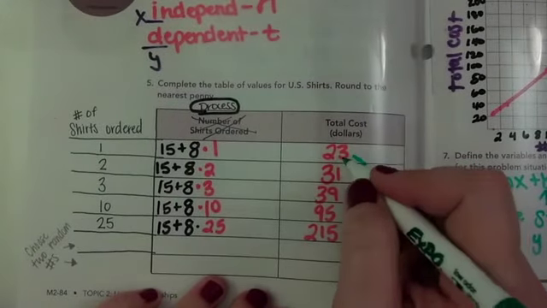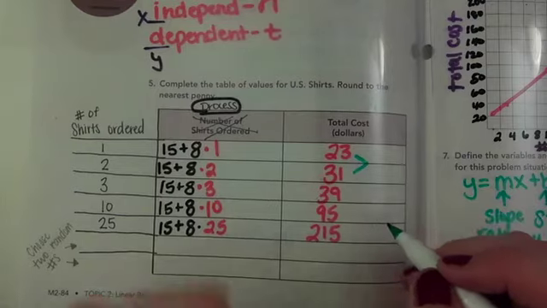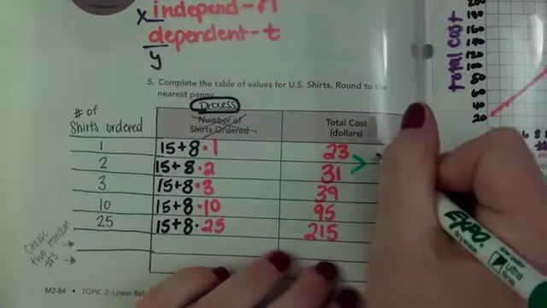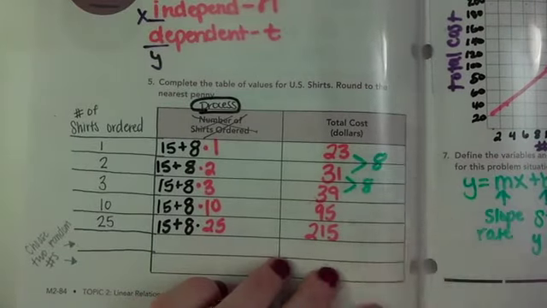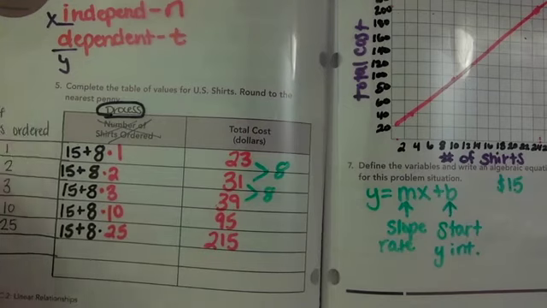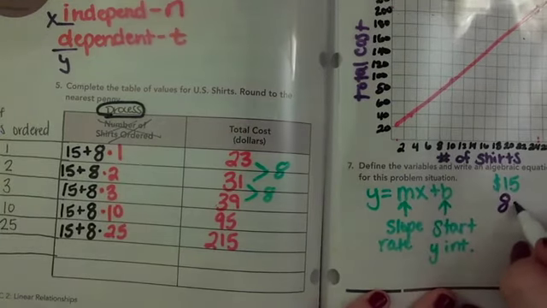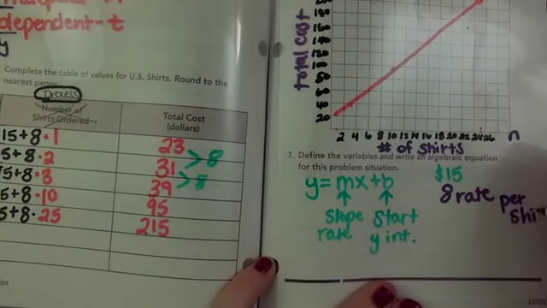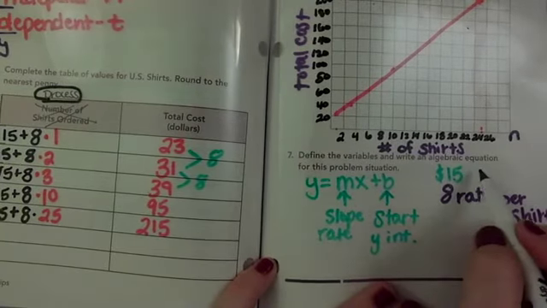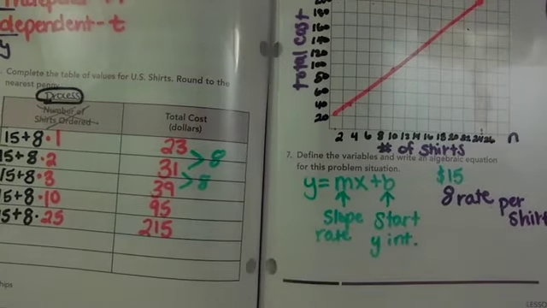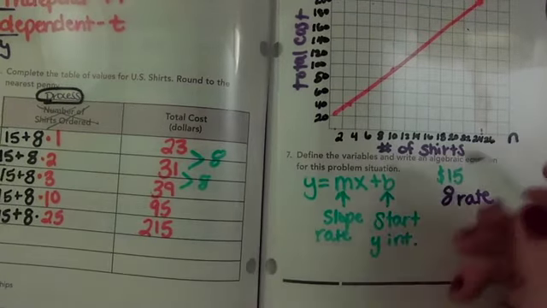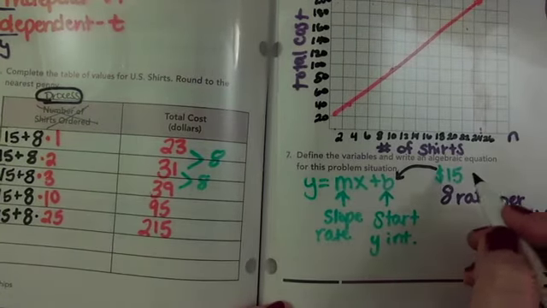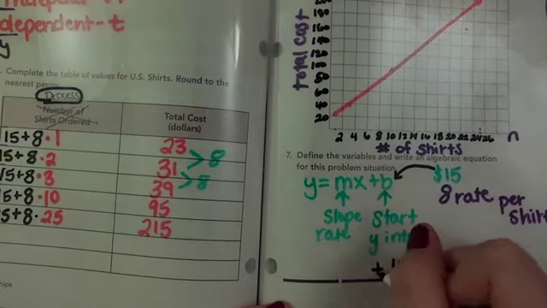The 8 is how much it was per shirt. If you notice, how much does it change from 23 to 31? 23, 24, 25, 26, 27, 28, 29, 30, 31. That changes by 8. So the 8 is our rate, because that's how much it was per shirt. And then the 15 is that fee. That's what the starting cost is. Even if you buy 0 shirts, it's $15.